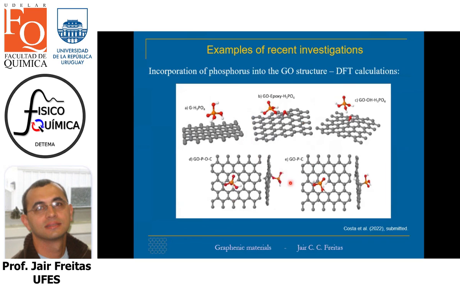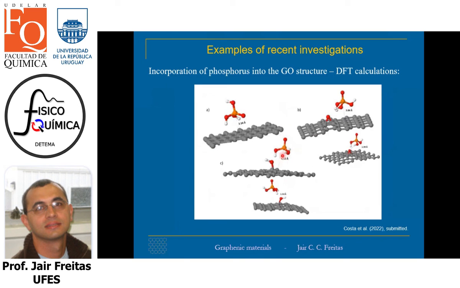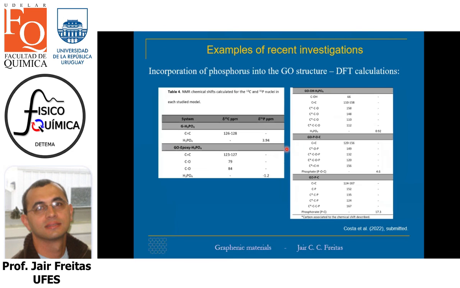And then when we moved to the computational part, we tried to understand how the phosphoric acid and the phosphate groups interact with the graphene oxide groups. So we constructed a set of models involving the interaction of phosphoric acid with graphene and also with graphene oxide. We calculated the energies, the conformations, the distances of the relaxed structures, and finally we calculated the chemical shifts. So it's possible to calculate the shielding of a nucleus, and the chemical shift associated with it.